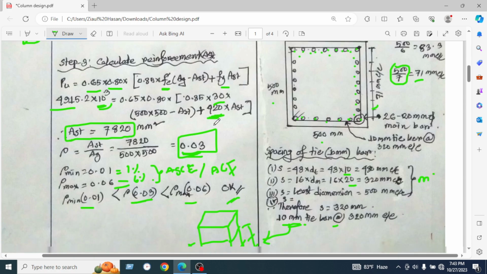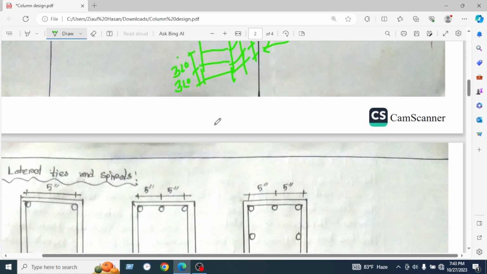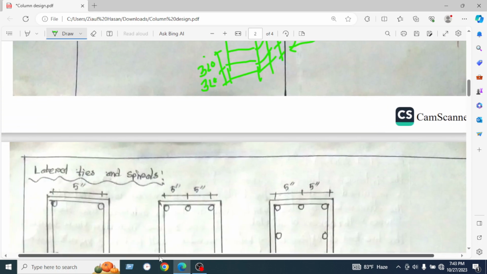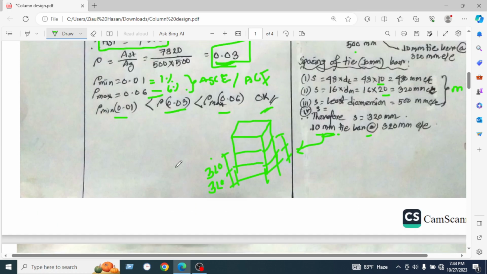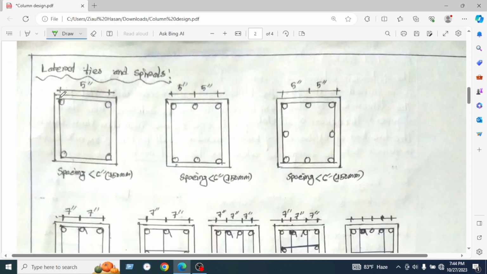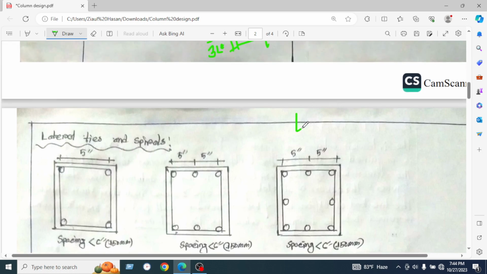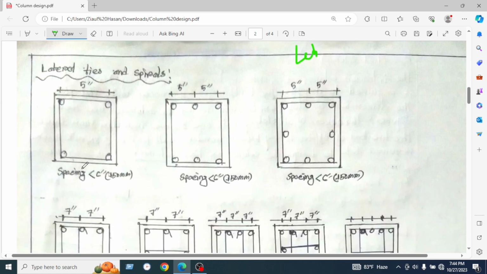We can also have an extra lecture on the spacing of the hooks or spacing of lateral tie. We can use the leg. How will we use the leg? So here is the lateral tie and spacing. We have taken this from Nilson's book. If we use only 4 bars and the bar to bar spacing is 5 inch or less than 6 inch, then we will not use any extra leg.